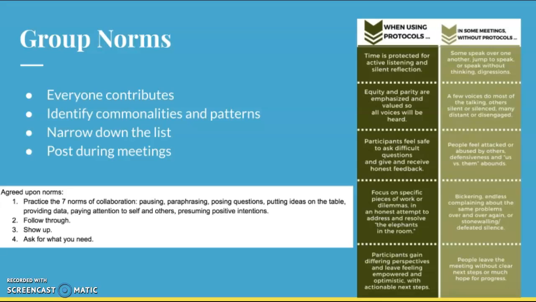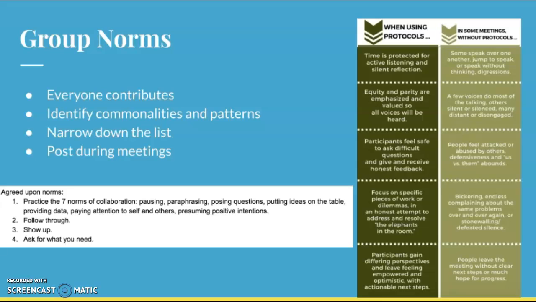We also had some short ones to summarize: follow through on what you say you're going to do, show up both mentally and physically, and ask for what you need, especially if things are getting too overwhelming or we just need time, or we need to take the PLC in a different direction. It's really important to be honest about those things.